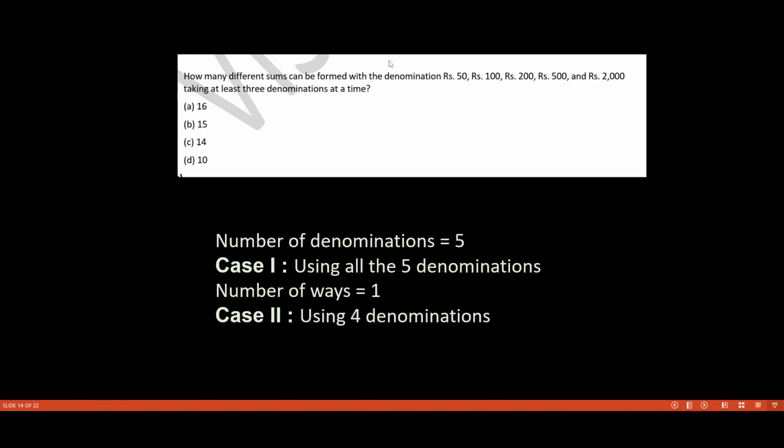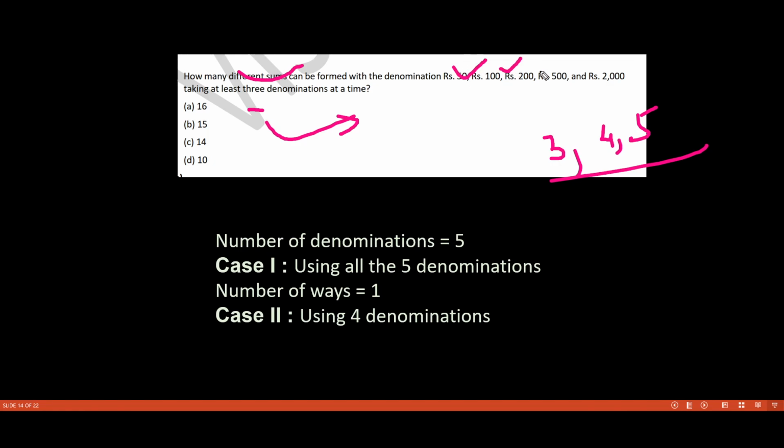Again, the question is asked: how many different sums can be formed with the denominations of 50, 100, 200, 500 and 2000, taking at least 3 denominations at a time? See, they are asking in how many different ways sums can be formed. When at least 3 denominations are used, we have to consider multiple cases: when we are using 3 denominations, when we are using 4 denominations, and when we are using 5 denominations.